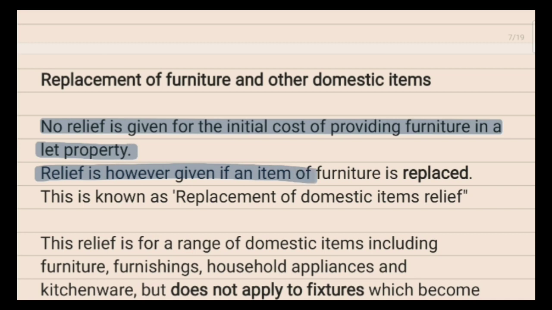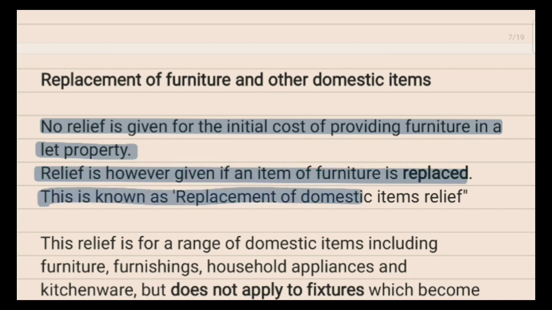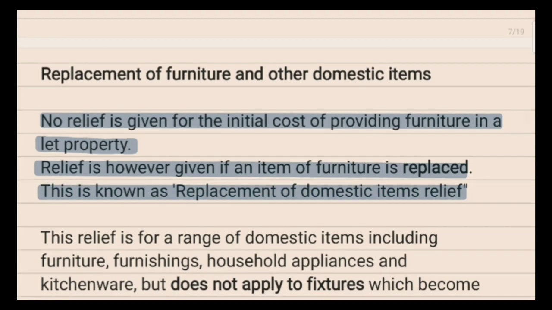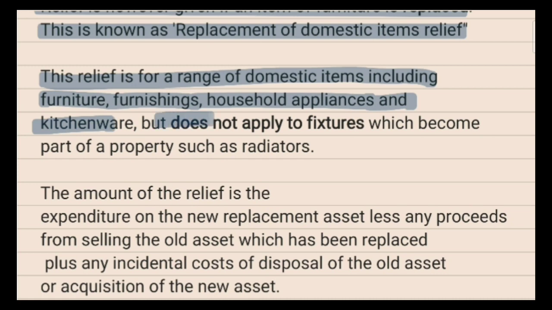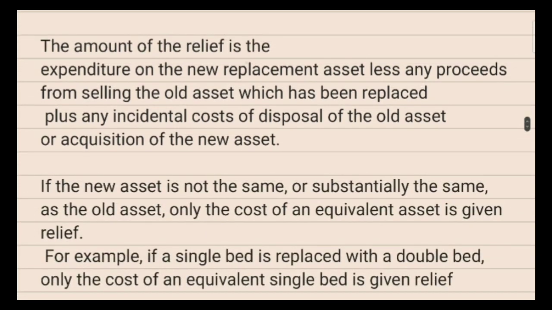Relief is however given if an item of furniture is replaced. This is known as replacement of domestic items relief. The relief is for a range of domestic items including furniture, furnishings, household appliances and kitchenware, but does not apply to fixtures which become part of the property such as radiators. The amount of relief is the expenditure on the new replacement asset less any proceeds from selling the old asset which has been replaced.